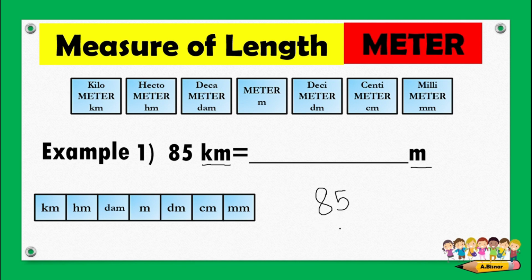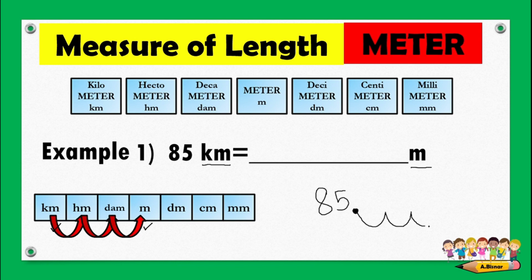Next is to identify the location of the decimal point. But since this is a whole number, then the decimal point is on the right side of the last digit. So what's next? You need to count the spaces from kilometers to meters, because that will be the movement of the decimal point. So let us now count. 1, 2, 3. So as you observe, there are 3 movements to the right, and therefore the decimal point in here will also have 3 movements to the right.